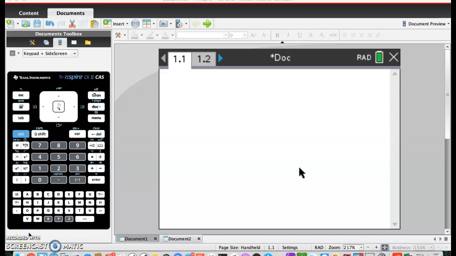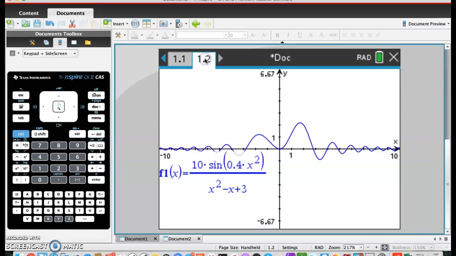Okay, here we are ready to go on the calculator part of the problem, AP 2018 number 2. The first thing they did was add a calculator page and a graph page. The original equation gave me a velocity equation equal to 10 sine of 0.4 t squared over t squared minus t plus 3. I graphed that equation, but you'll notice I had to use x to graph it.